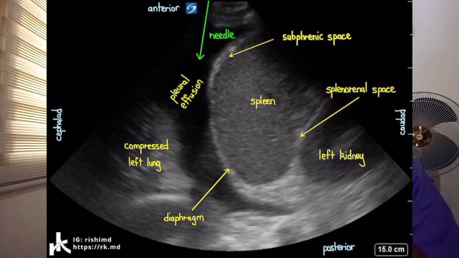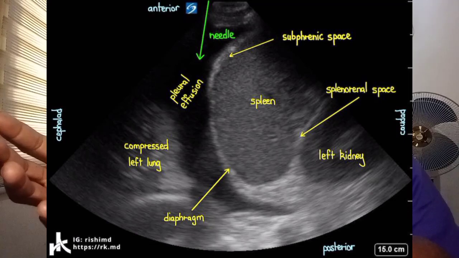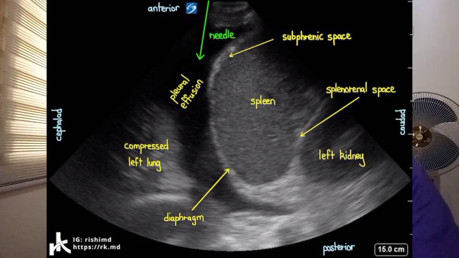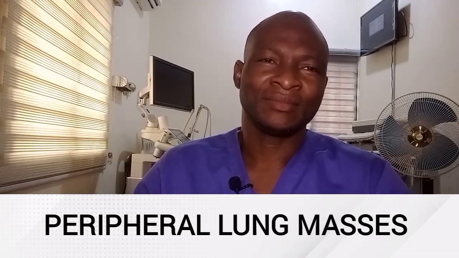Then on the left upper quadrant, you see pleural effusion, and you see compressed left lung. You also see the spleen, the subphrenic space, the diaphragm, and other structures. This is just to give you an idea what pleural effusion will look like on the left and on the right.